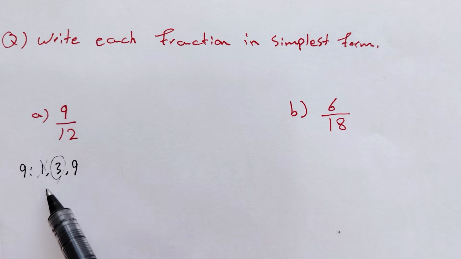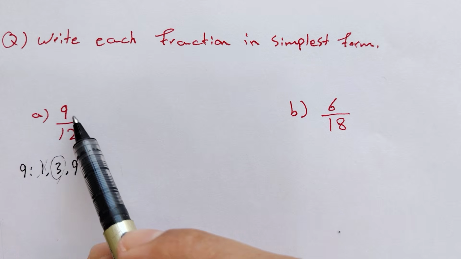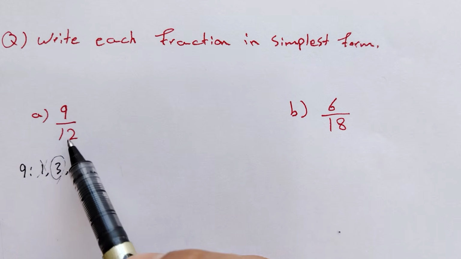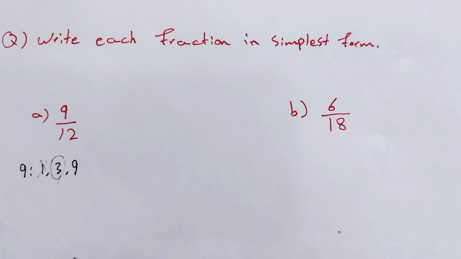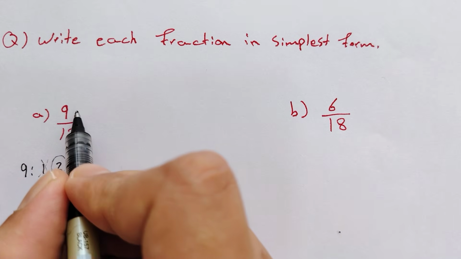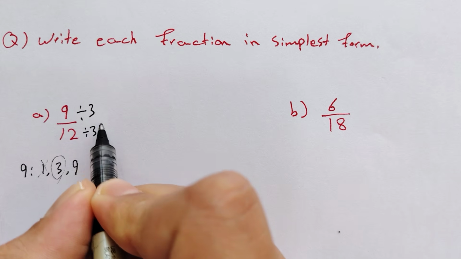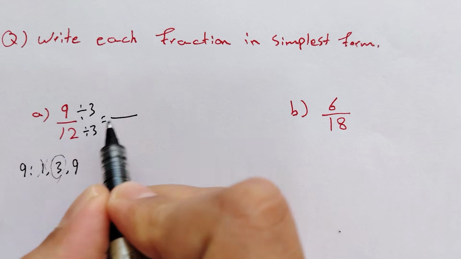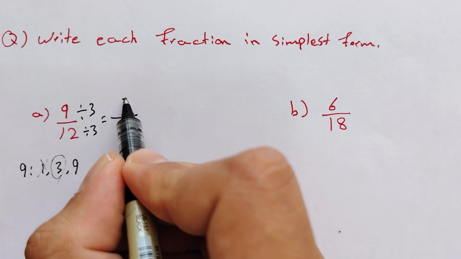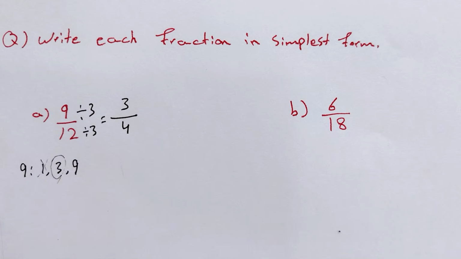I have 3. Can I divide 9 by 3? Yes, because 3 is a factor of 9. Then can I divide 12 by 3? Yes, we can, because 3 times 4 is equal to 12. So we divide them by 3. Now it will be 9 divided by 3 will be 3. 12 divided by 3 will be 4.